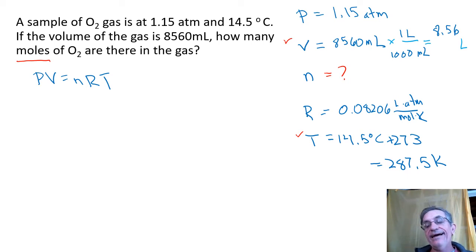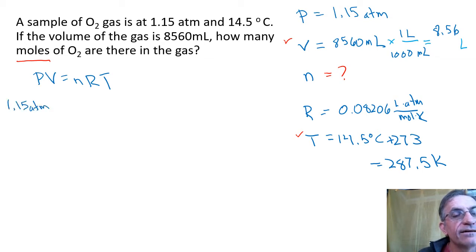All right, now we can plug in. So don't just start trying to plug in numbers. You got to make sure you have all the numbers you need and they're in the correct unit. I think we're okay now. All right, let me go ahead and put them in. So P, that's my pressure, is going to be 1.15 atmospheres. V, that's my volume.